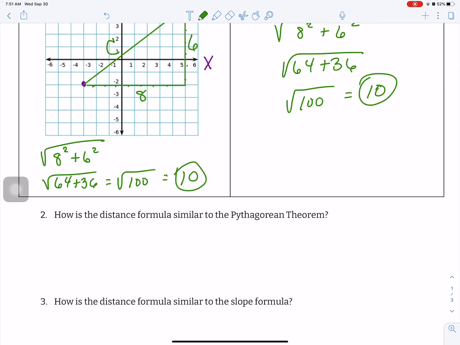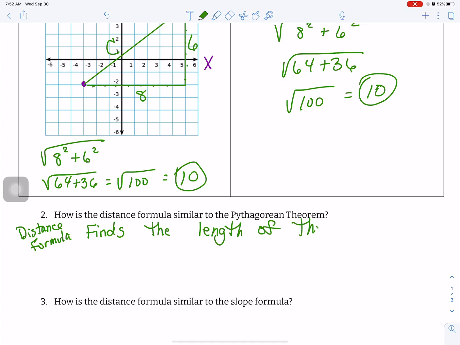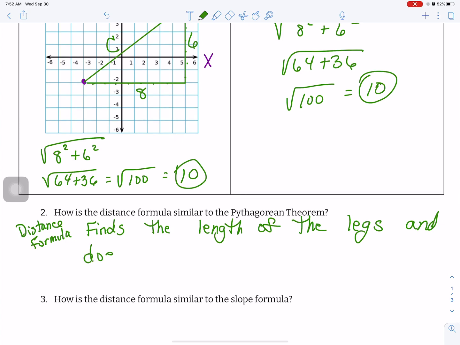So the distance formula is similar to the Pythagorean theorem because the distance formula finds the lengths of the legs. And then that's the Pythagorean theorem.